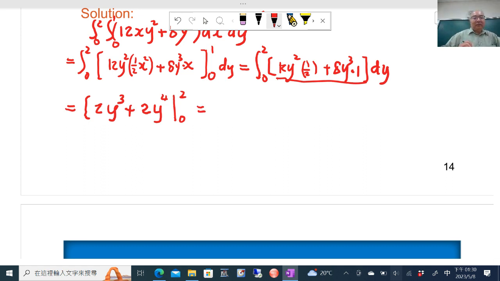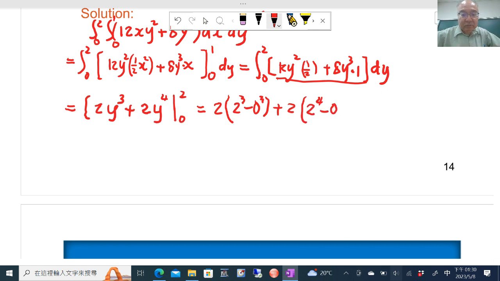Now the final result. 2 times 2 to the power 3 minus 0 to the power 3, plus 2 times 2 to the power 4 minus 0 to the power of 4. So it's 16 plus 32. So we got 48.